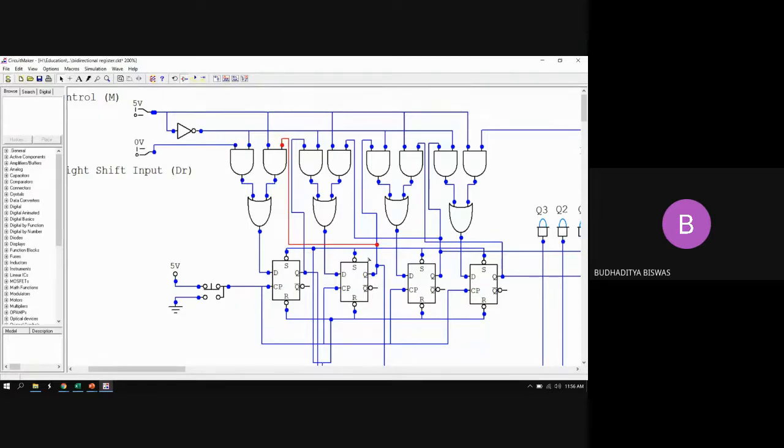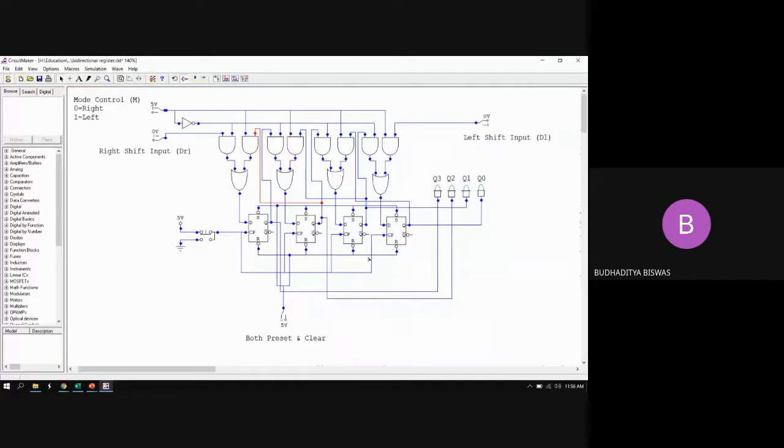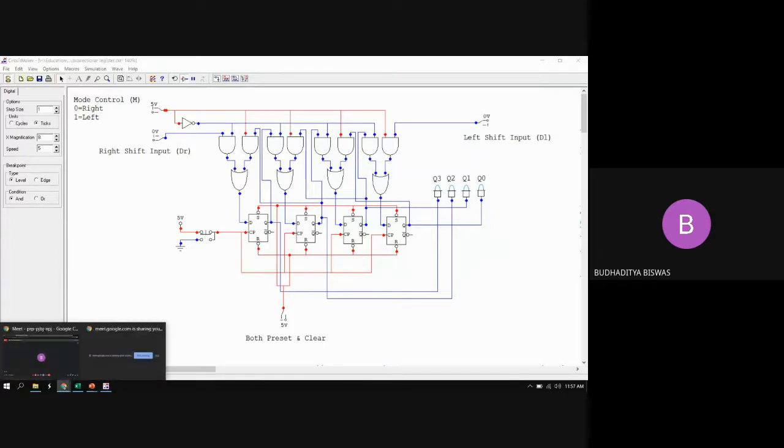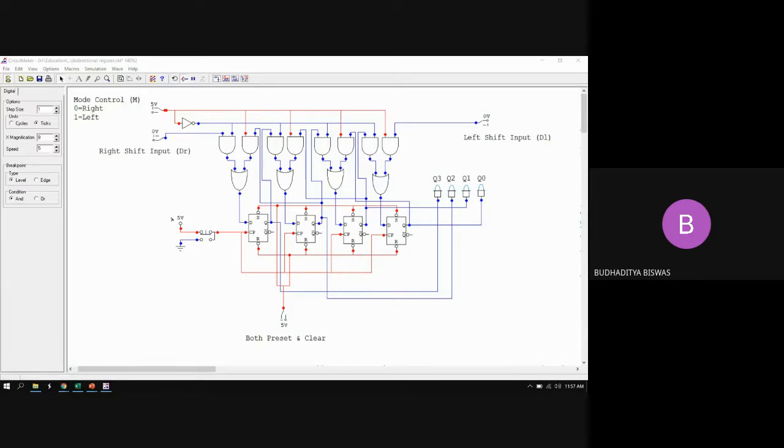Now let's check the operation of this particular circuit. Run the circuit. Initially there is no data because it's a manual clock pulse, so no clock pulse is given here. Now let's check the right shift input. Suppose I want to store 1010. So first I need to connect it to 1, and let's check this mode control. Mode control 0 means it will shift the data towards the right, 1 means toward the left. Now I want to store the data and shift it towards the right direction, so I need to connect it to 0. So mode control should be connected to 0. Right shift input is given 1.